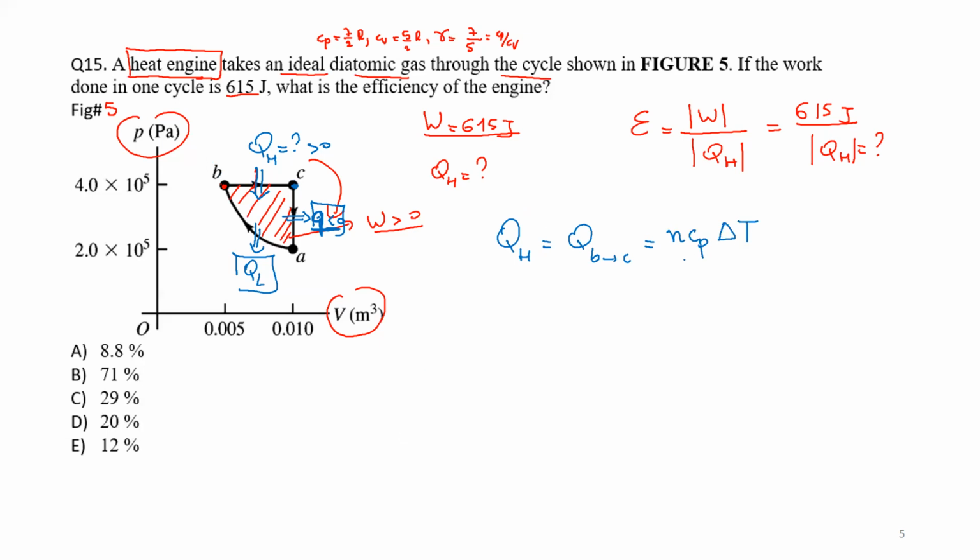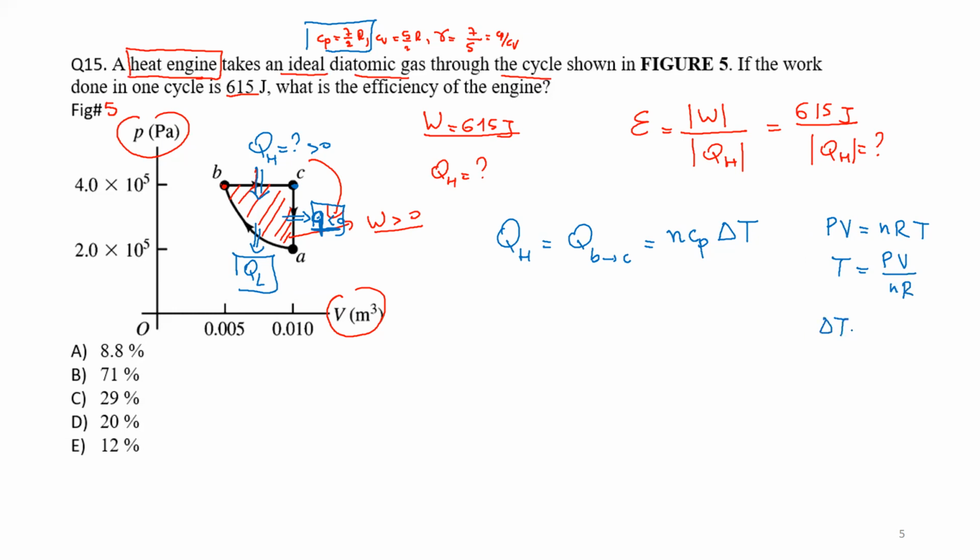Okay. So I know Cp. Cp is here. Now what is delta T? We know that we have an ideal gas, so PV is equal to nRT. That means T is just PV divided by nR.